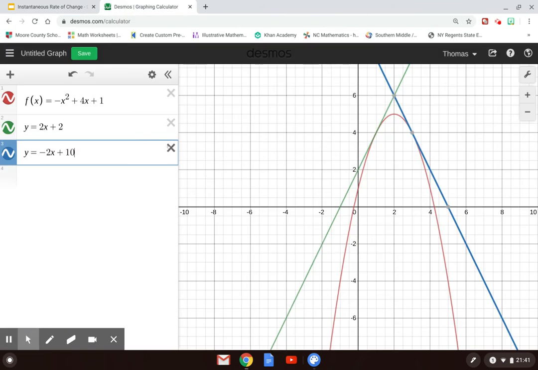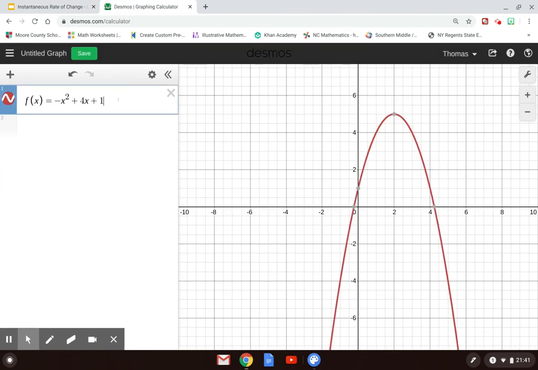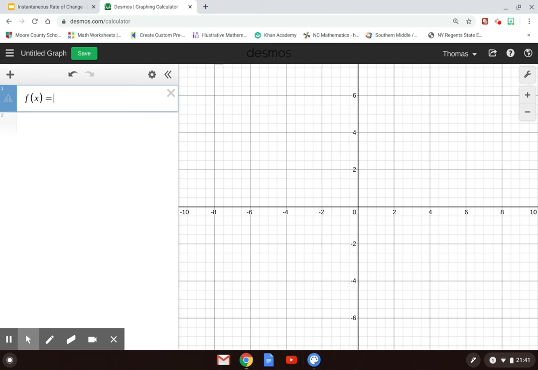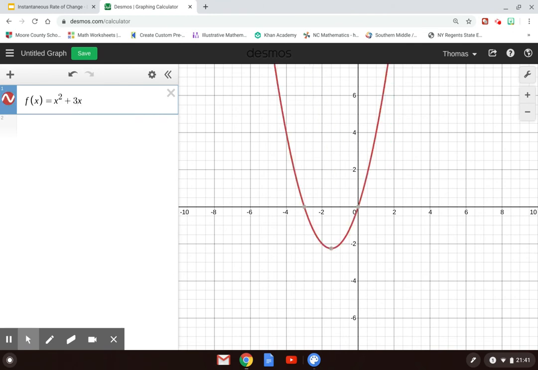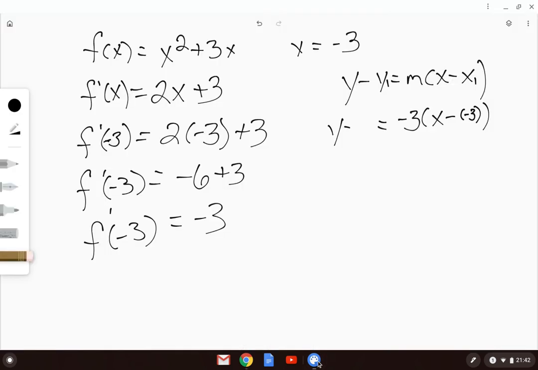And this time, we're going to graph our function, which is y equals x squared plus 3x. All right, so here's my function. And for x equals -3, if I look right here, here's -3, where x is -3. My y value is 0. Okay, so that means y1 is going to be 0.